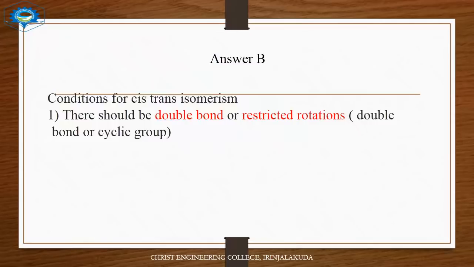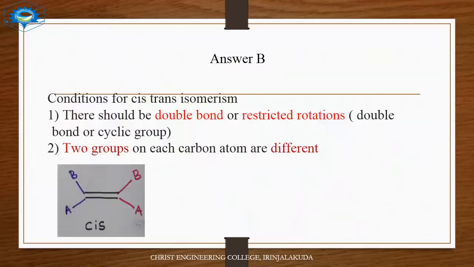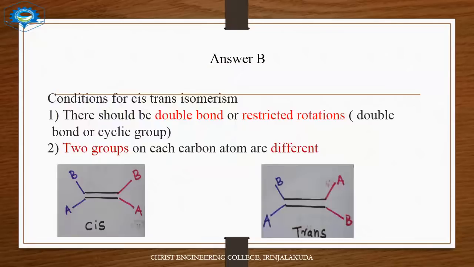So first check for a double bond or a cyclic group. Second condition, if there is a double bond, then the two groups on each carbon must be different. The carbons are part of the double bond, so the remaining two groups are present on each carbon, and those two groups must be different. If the similar groups connected to the carbons are on the same side, then we call it cis, and if they are on opposite sides, then we call it trans.